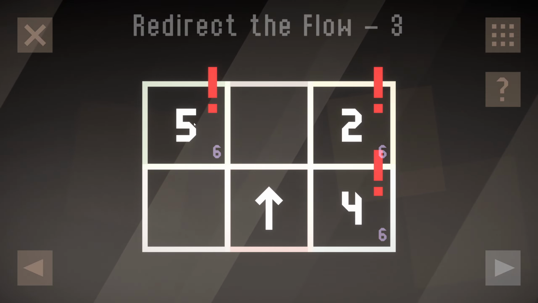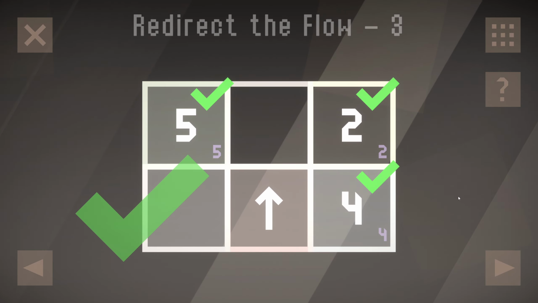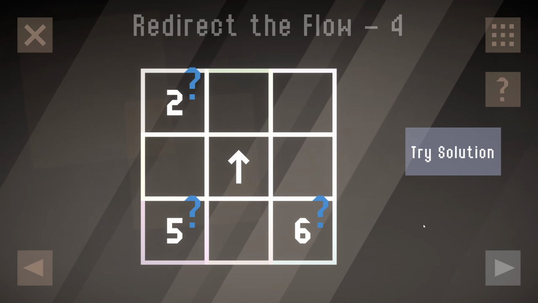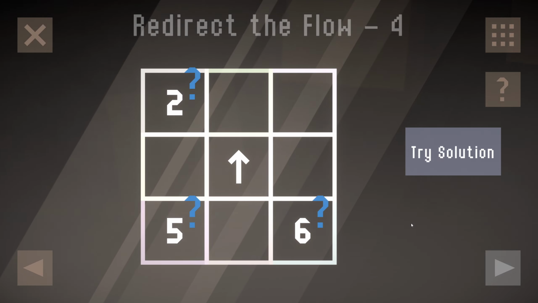5 is going to go 1, 2, 3, 4, 5, 6. But this goes 1, 2, 3, 4, 5. This goes 1, 2, 3, 4. This is 2. Redirect flow 4. And it's prompting me to try the solution here.